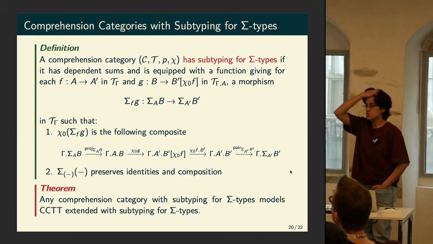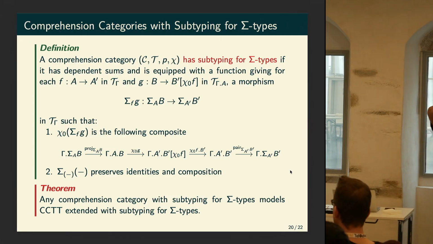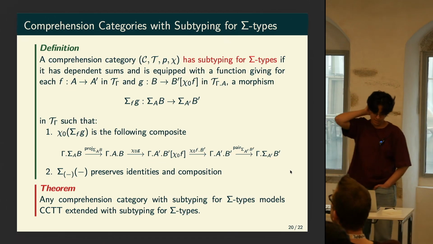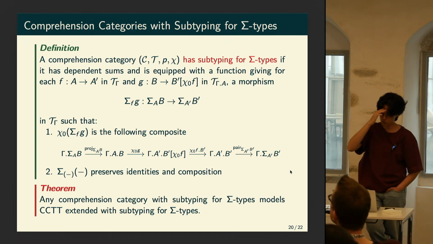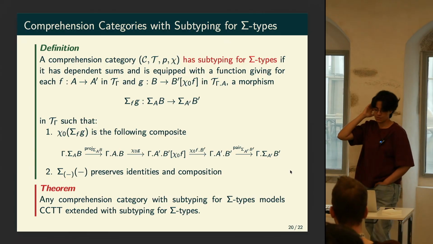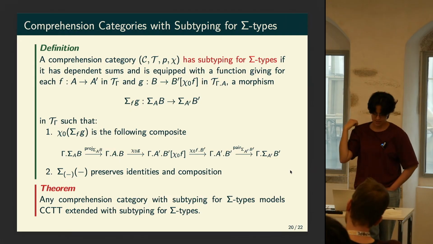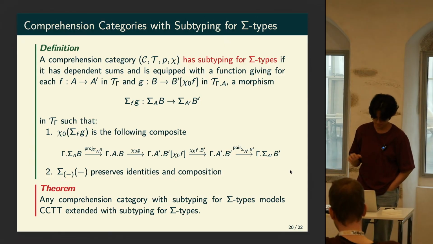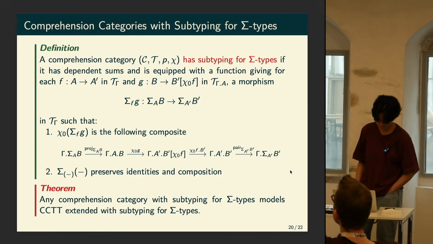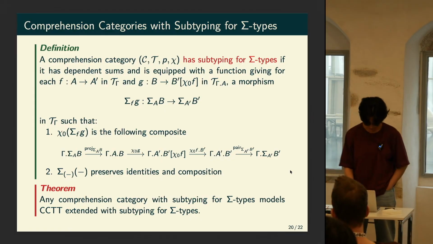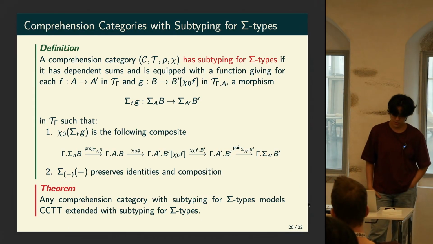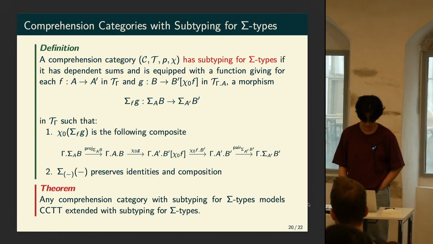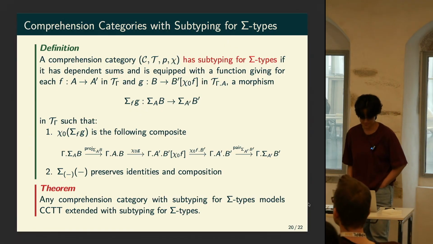Okay, so this is on the CCTT side, but also on the semantic side, we have these definitions which are like what it means for a comprehension category to have subtyping for pi types, sigma types, identity types. These definitions also mirror what I was showing you before on the rule side, but now these are on the semantic side. And we also have, again, soundness theorems that say any comprehension category with subtyping for sigma types models CCTT extended with subtyping for sigma types, also for pi and ID.